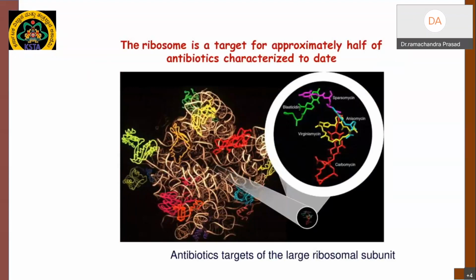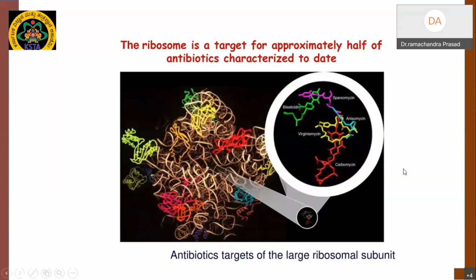Most of the infectious diseases we cure with antibiotics. As the world knows, there are many antibiotics we are using, but many of them are drug resistant. So here, the ribosome is the target for approximately half of the antibiotics characterized to date. Here I mentioned some of the antibiotics.